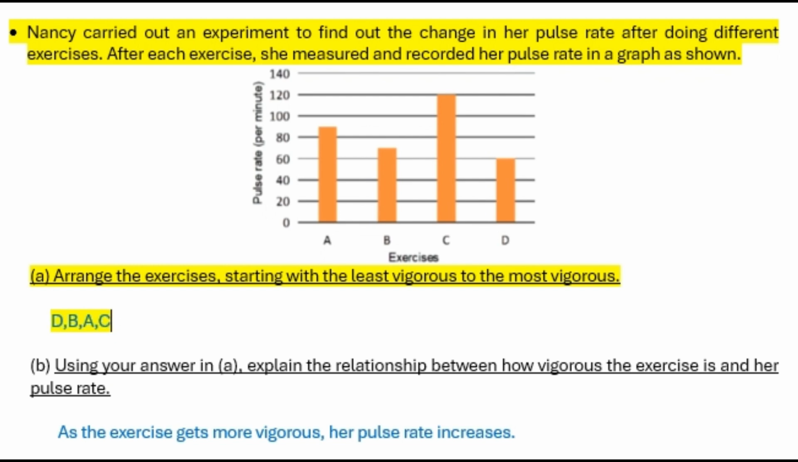B. Using your answer in A, explain the relationship between how vigorous the exercise is and her pulse rate. As the exercise gets more vigorous, her pulse rate increases.